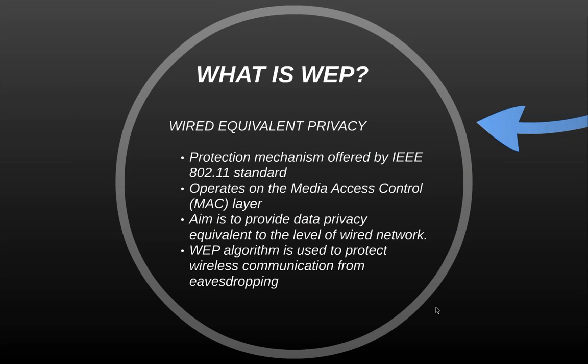What exactly is WEP? WEP is pretty much an old standard, and everybody in network management would know what exactly WEP is. WEP is Wired Equivalent Privacy, a Wi-Fi authentication standard with the protection mechanism offered by the IEEE 802.11 standard. It operates on the media access control, that is the MAC layer. The aim is to provide data privacy equivalent to the level of a wired network. The WEP algorithm is used to protect wireless communication from eavesdropping.